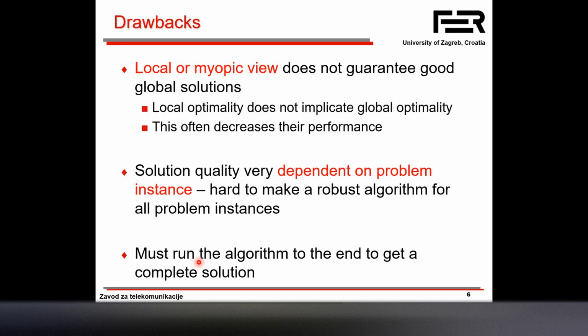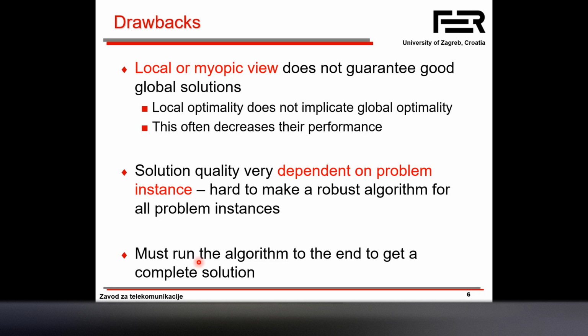Another thing is that the solution quality is very dependent on the problem instance. So not just the type of problem, but specifically the structure of the instance which you're looking at, the actual graph or the elements and so on. For certain instances, a particular algorithm may give you a very good solution or a starting solution, whereas for a different instance, it may be a much poorer solution. So it's hard to make a robust algorithm for all problem instances.